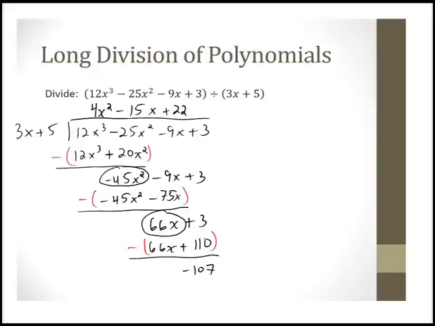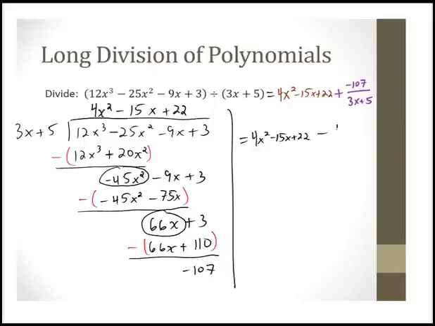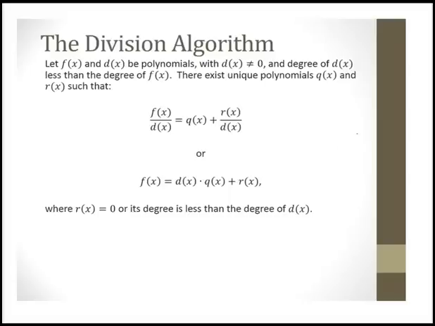So when this happens, we can say that this division process yields the quotient 4x squared minus 15x plus 22, and a remainder term plus negative 107 over the divisor, 3x plus 5. Now, we don't usually write plus and negative, so I would usually write that as 4x squared minus 15x plus 22 minus 107 over 3x plus 5. So that's the long division process. The division algorithm.